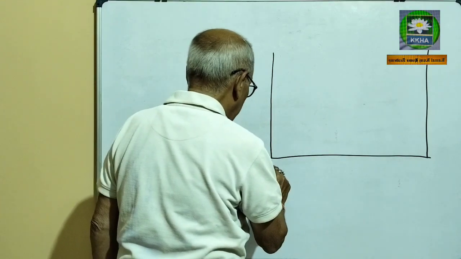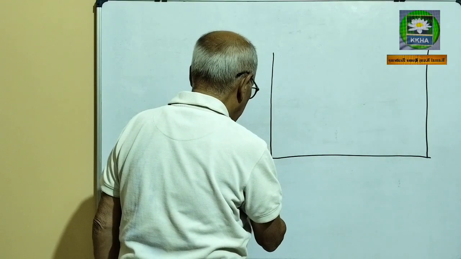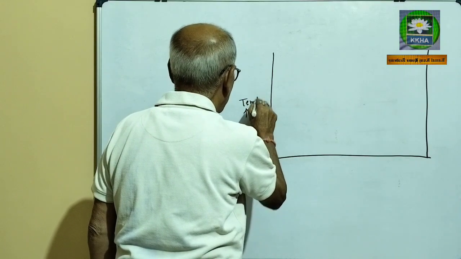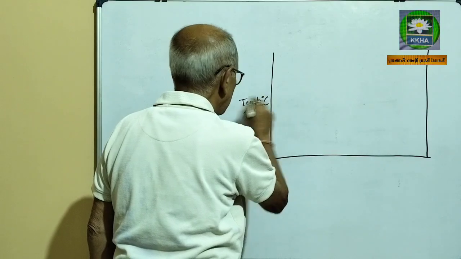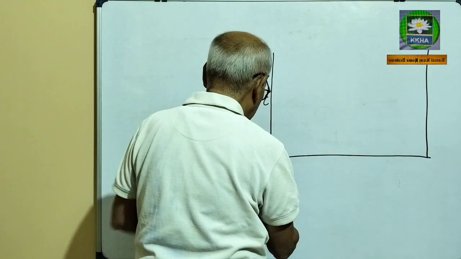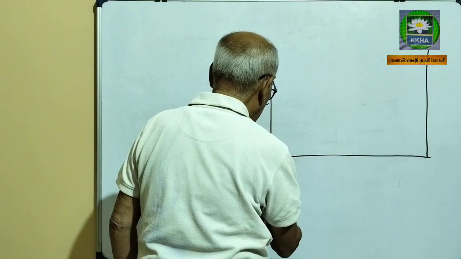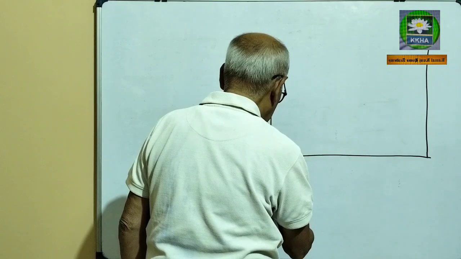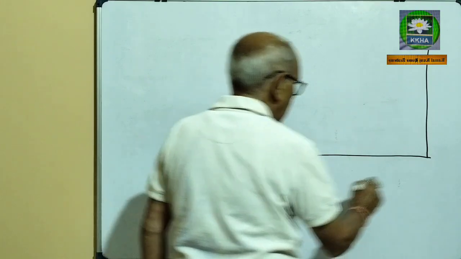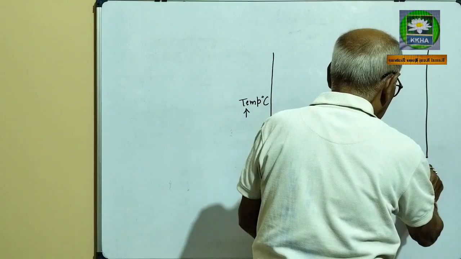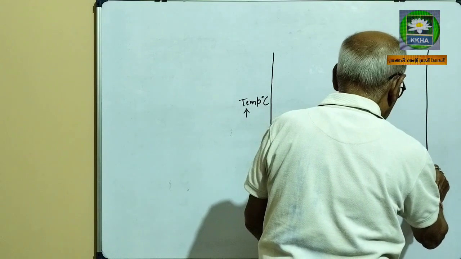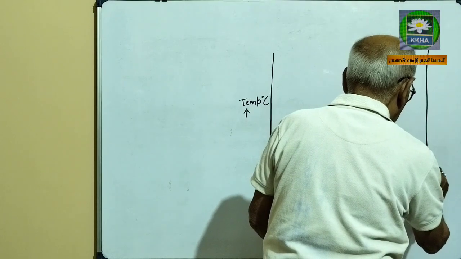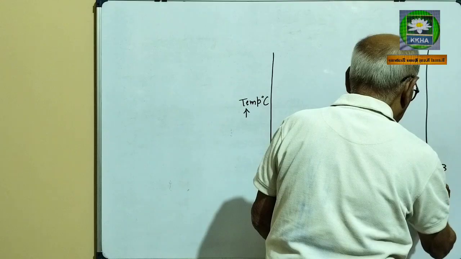This indicates this point temperature in Celsius. Here is silica. Here silica is 100%. This point indicates alumina. 23%.